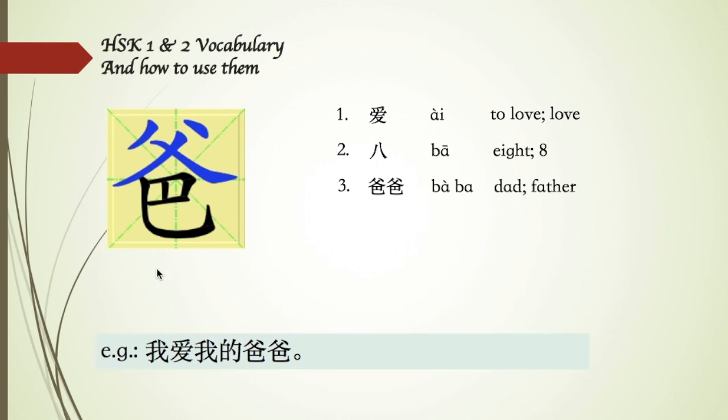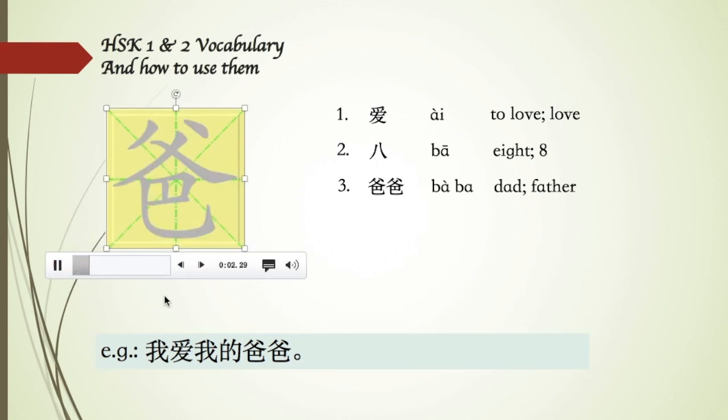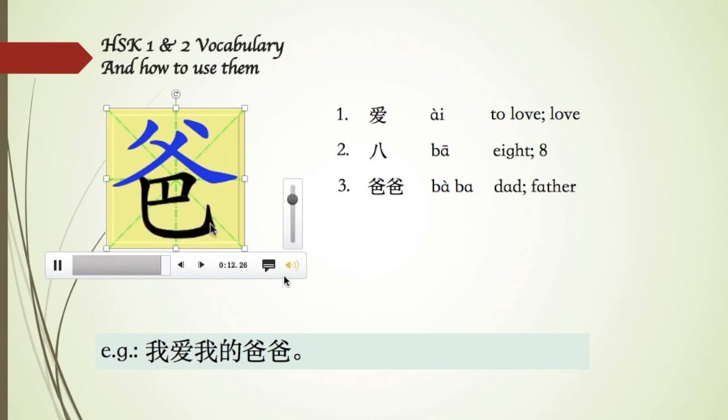Oh, by the way, that's how you write it. Almost forgot. Take a look. There's two parts, the upper part and the below part. 4, and then that's a 爸. Right, there you go. I hope you practice that while you're watching this movie.